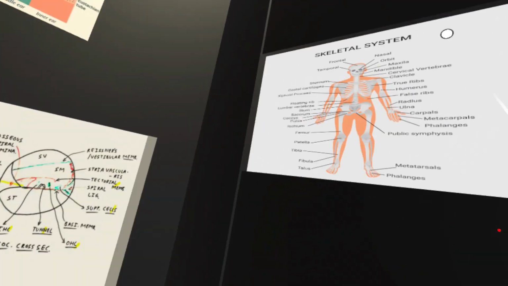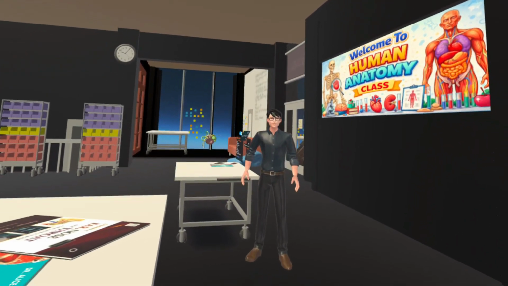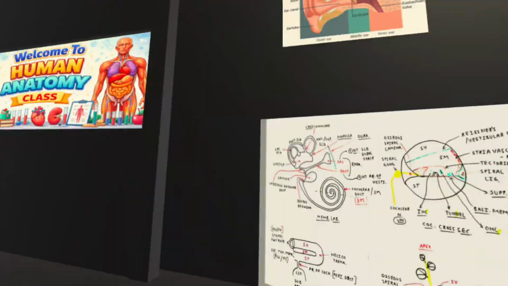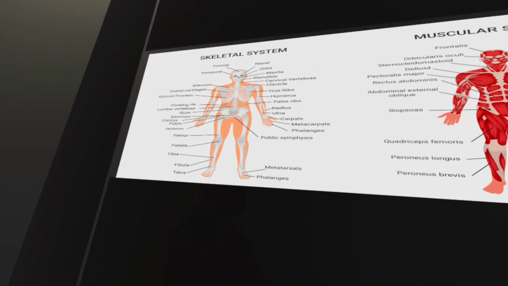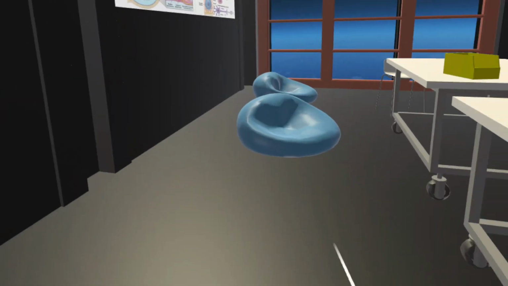And what is about this chart, teacher? This chart shows the human skeletal and muscular systems with labeled bones and major muscles. It can be used to answer questions about body structure, bone names, and muscle functions.